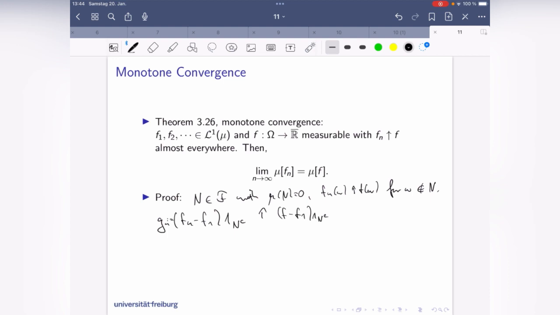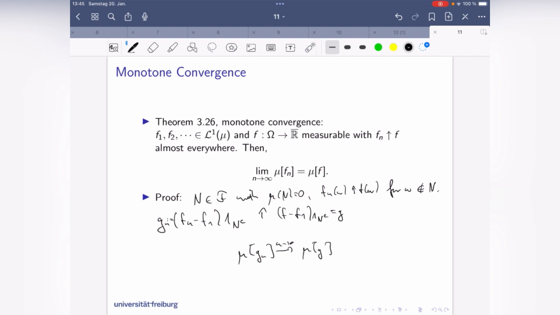And we have that mu gn converges to, and here for the integral, of course, it doesn't really matter if I exclude a set of measure 0. That does simply not matter. This here converges, according to the other theorem, to mu of g. So when we call this here g, that's from the other result.